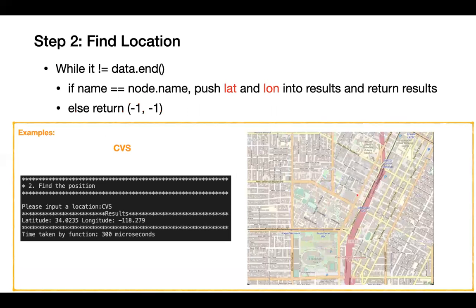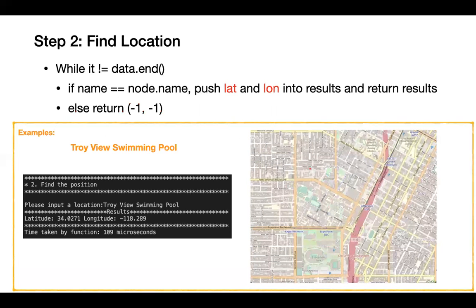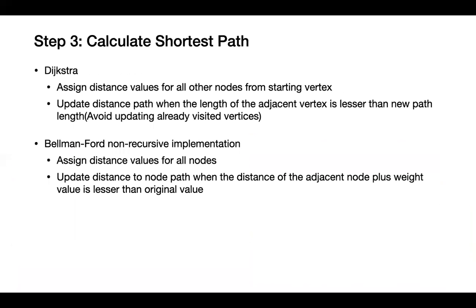So step 2 is pretty straightforward. We just traverse through the data, and if the name matches, we put the latitude and longitude into the result vector. So this is the example of CVS. Then this is the example of Choi View swimming pool. They are uploaded in the map.